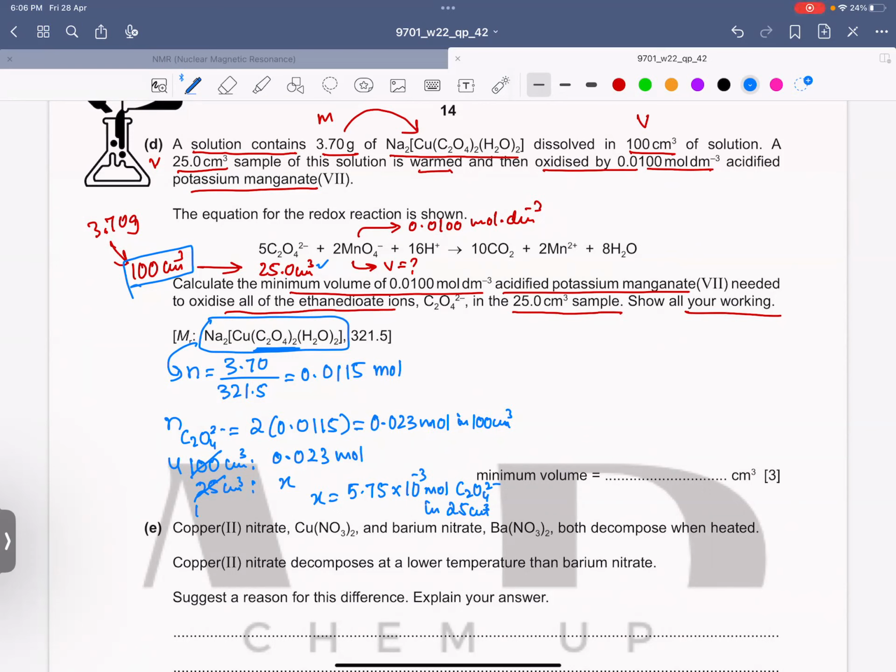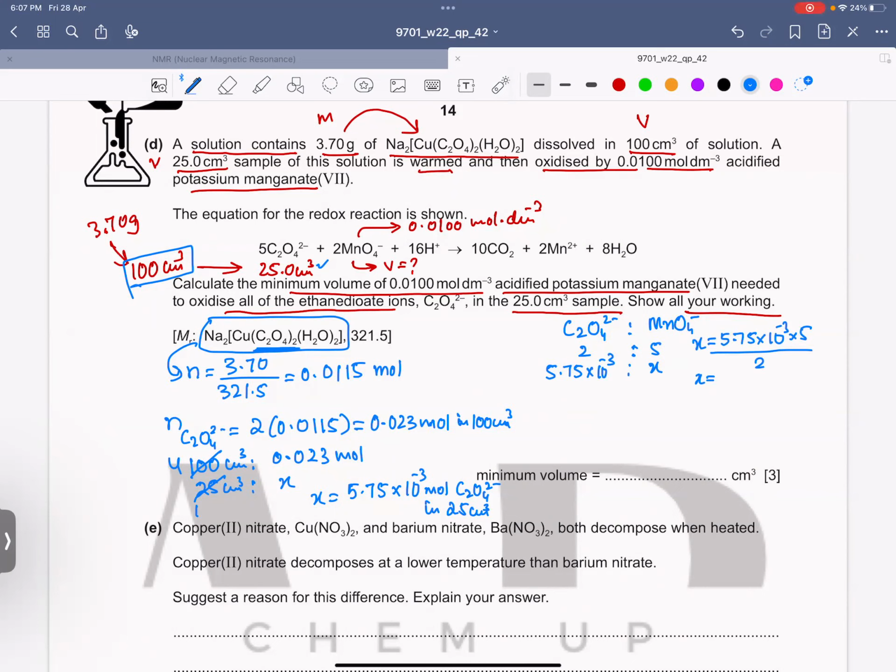Okay. Now, if you look at the equation between the ethanoate ions and manganate ions, their mole ratio would be 2:5. So if this is the number of moles of ethanoate ions, then the moles of manganate ion would be X. So here X would be equal to 5.75 exponent minus 3 times 5/2. Now, can anybody tell me the answer?